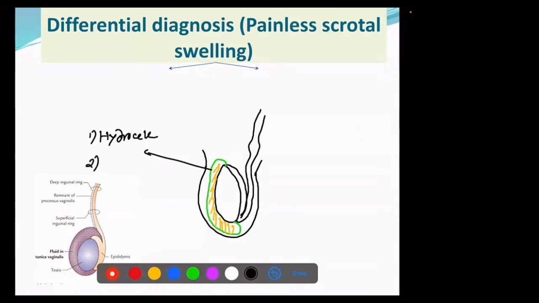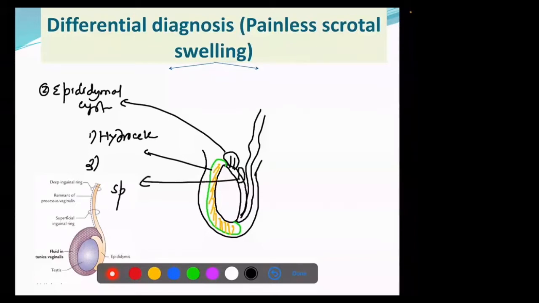There could be a cystic swelling arising from the epididymis, cyst of epididymis, okay? Or there could be spermatocele. Spermatocele is the swelling that arises due to obstruction of the seminiferous tubule. These are all swellings containing fluid. So you can say these are cystic swellings. All are arising from the contents of the scrotum.